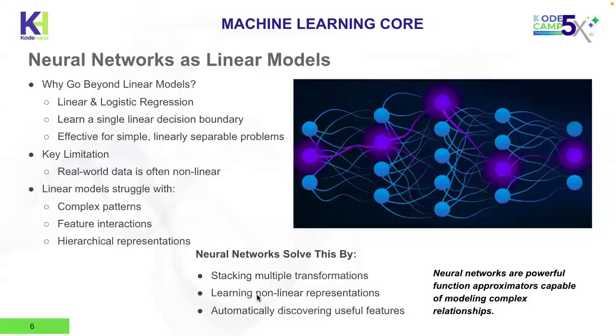And all of those transformations are learnable. In other words, as you are training the model, you are learning parameters, right? And we'll look at some of the parameters that you learn and the ones that you don't learn in neural networks. So, stacking multiple transformations, learning nonlinear representations, and automatically discovering useful features. This is another very key part of neural networks.